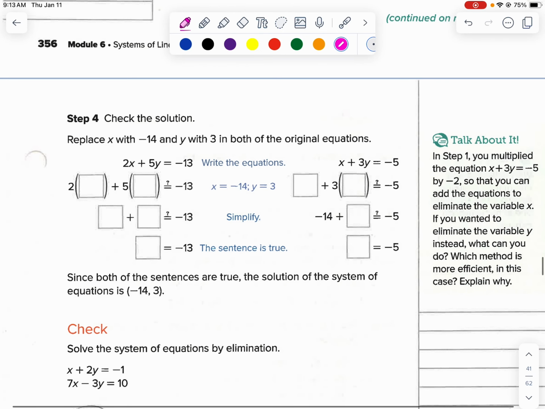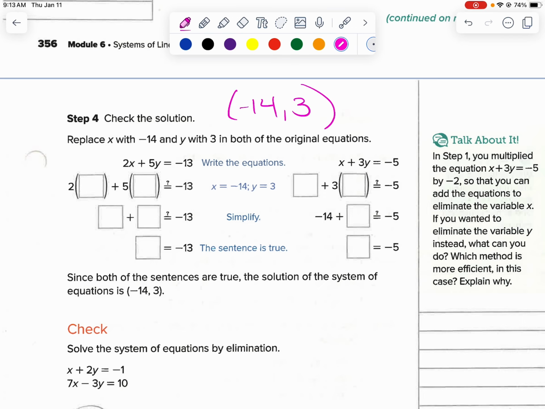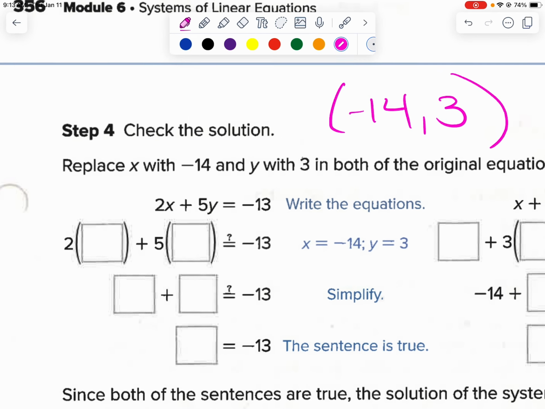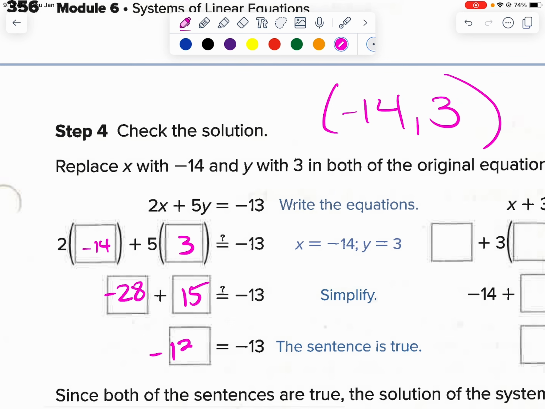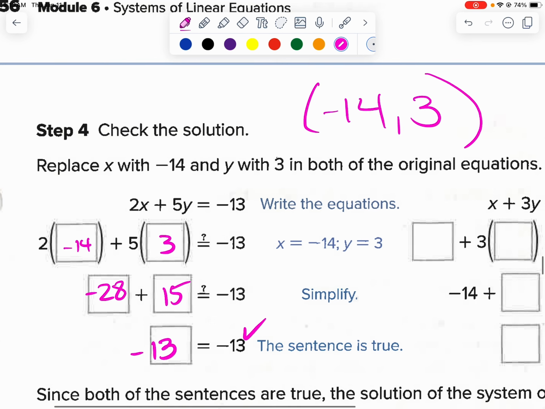Now, it's really important that you actually check your work to make sure that you did the right thing. So I'm going to replace the x with -14, the y with 3. So that would get me -28. This would get me 15. That would get me -13, so that one works.